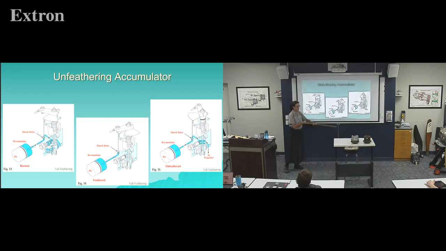When you move the prop control into feather, not low blade angle, that's when it seals off the oil in the accumulator and holds it there, so when you move it out of feather on startup, then you have all this boosted oil pressure taking those blades to a low blade angle. That makes sense. I said that wrong the first time. Any questions on that?